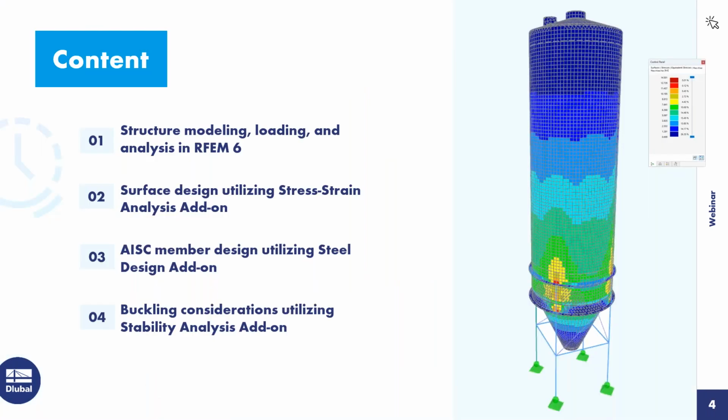So regarding the content over the next hour today, we will be partially modeling the structure that you see over here on the right-hand side, as well as loading and running a full analysis within our base FEA program, RFEM 6. After the analysis, we'll take it a step further to perform the surface design utilizing the stress strain analysis add-on. So this is code independent and does provide a stress design ratio for all the surfaces that you see over on the right. We'll then move on to the AISC member design at the base of the structure, utilizing the steel design add-on. And finally, we'll talk about buckling considerations, utilizing our third add-on, stability analysis.